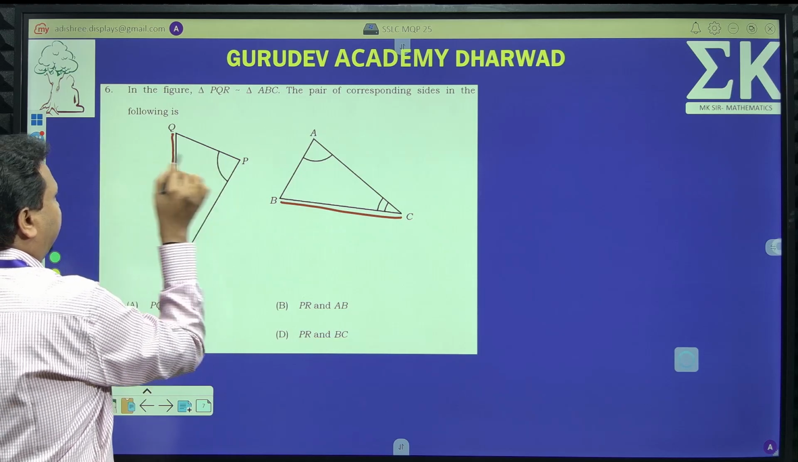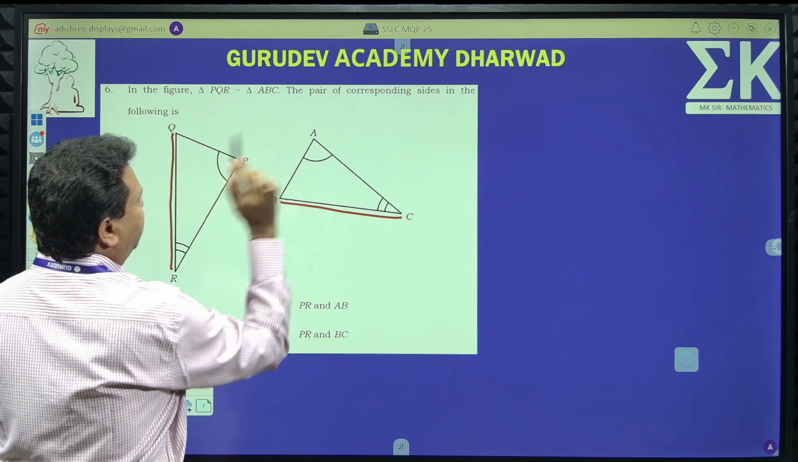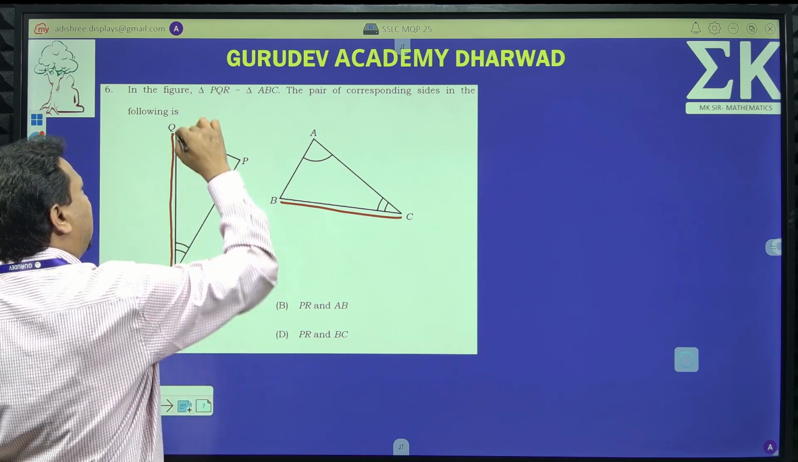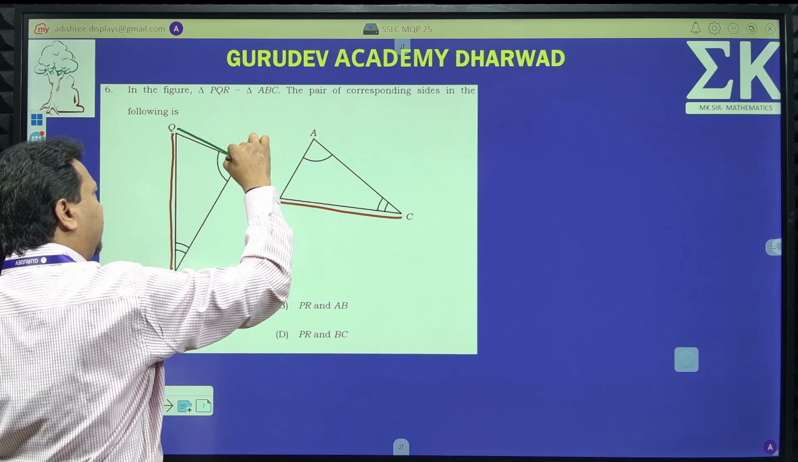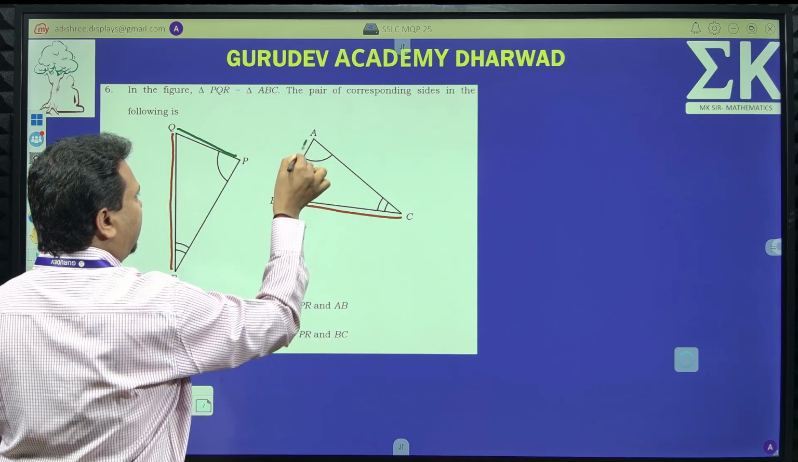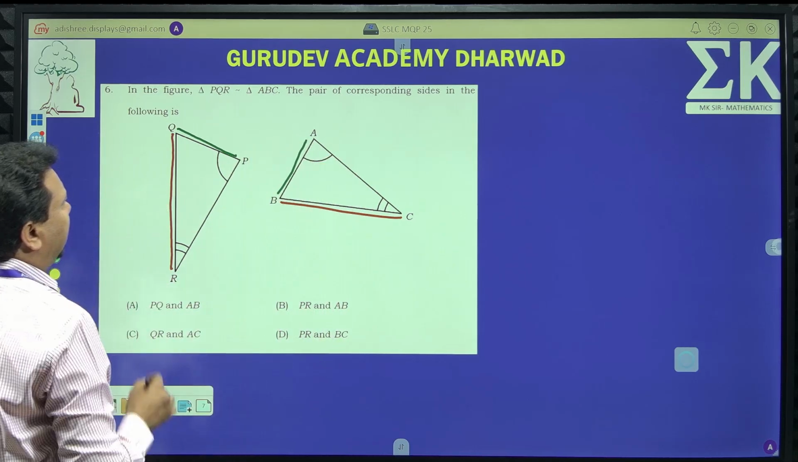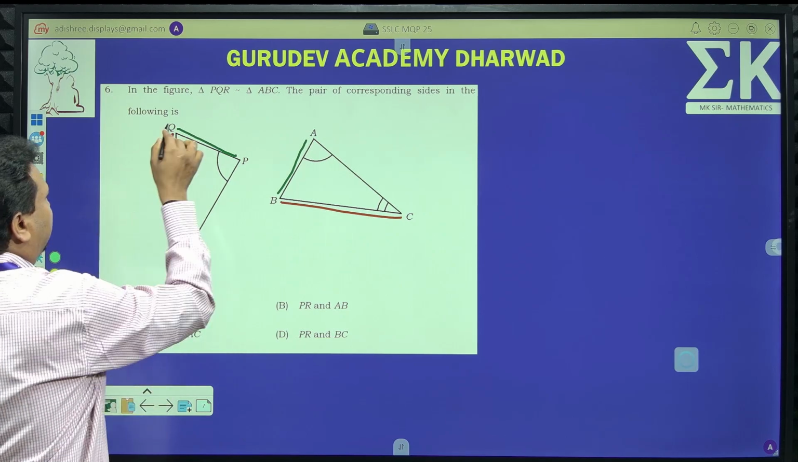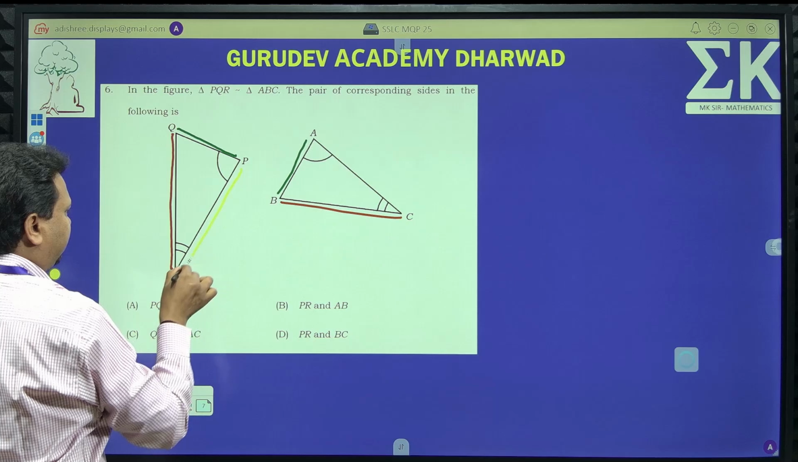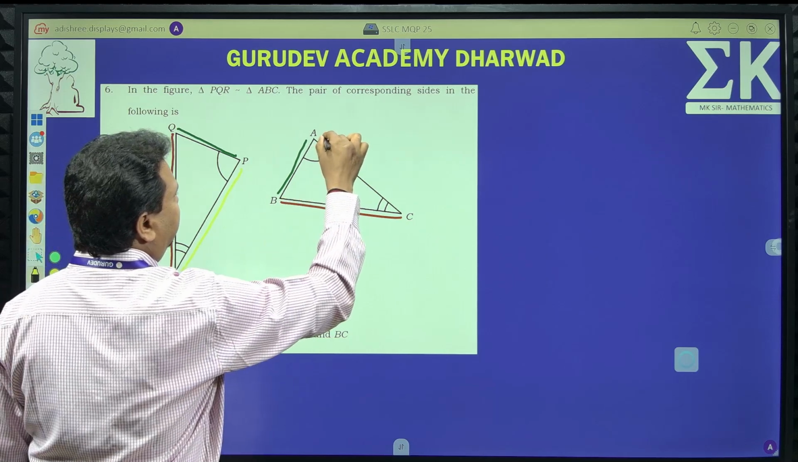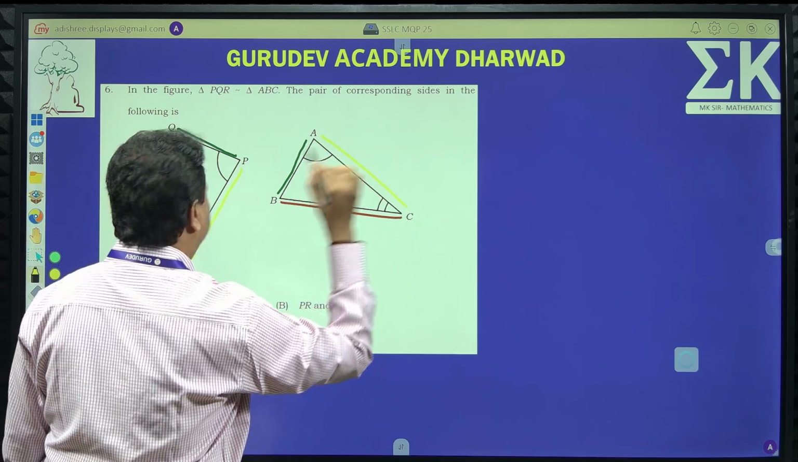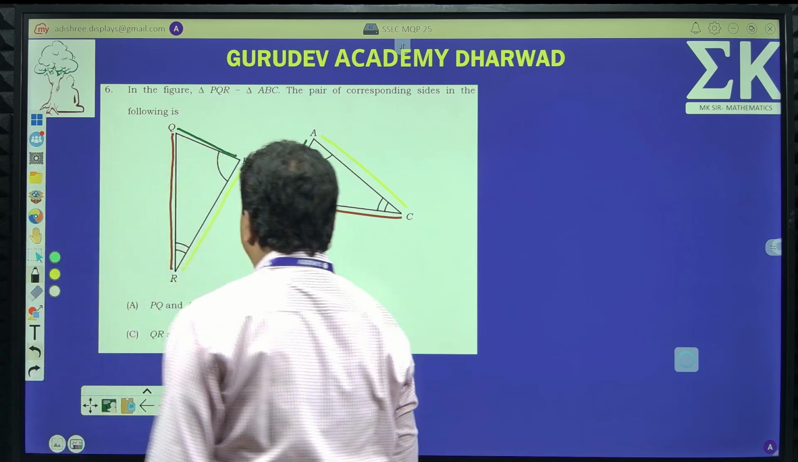Okay, let me take green. P opposite is done, A opposite is done. Let me go for R opposite. R opposite is QR. So here, C opposite is AB, right? And Q opposite is PR. And here B opposite is AC. Therefore, if you ask me what is the relation, right?